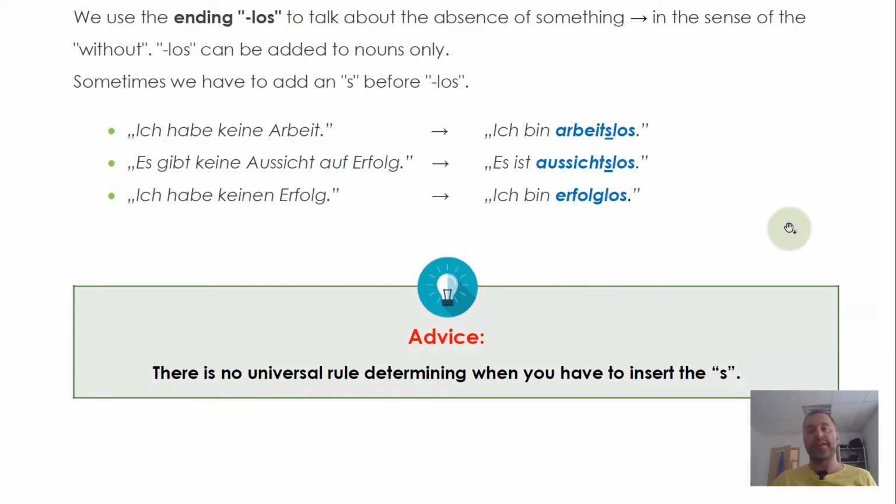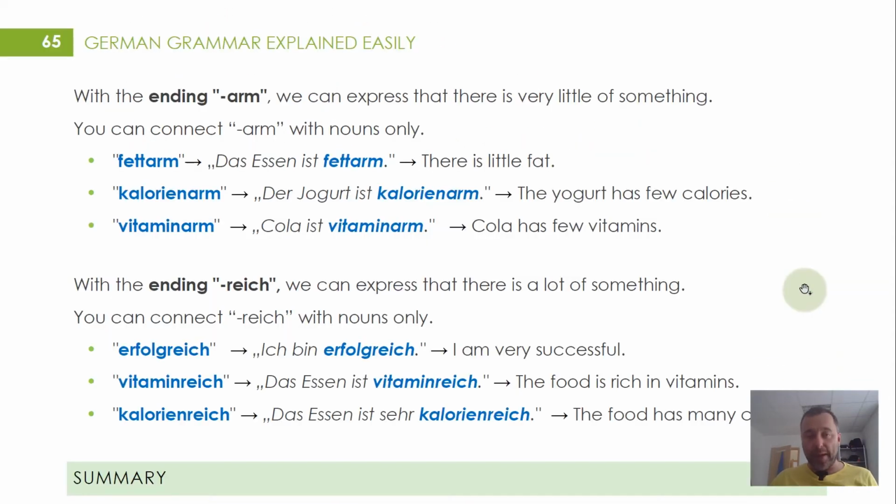Then German adjective creation is really a mess. But we have more endings. For example, arm. We can express with arm that there's very little of something. For example, fettarm, das Essen ist fettarm, there is little fat in the food. Kalorienarm, der Joghurt ist kalorienarm, so the yogurt has few calories only. Vitaminarm, Cola ist vitaminarm, so cola has only a few vitamins.